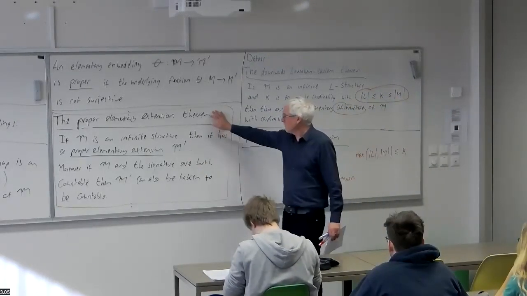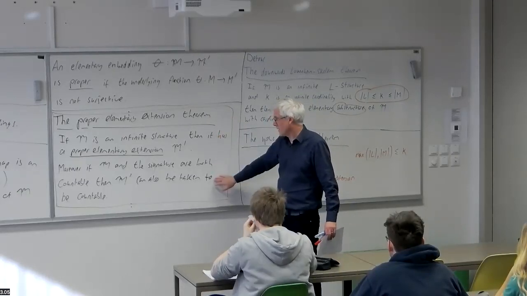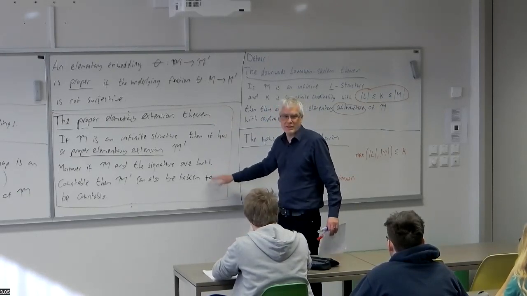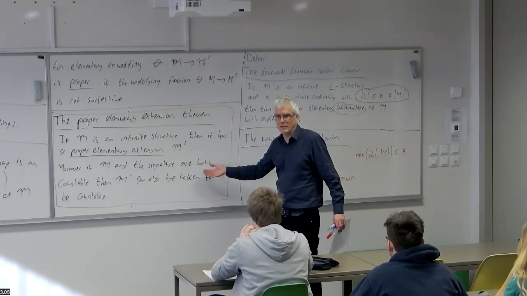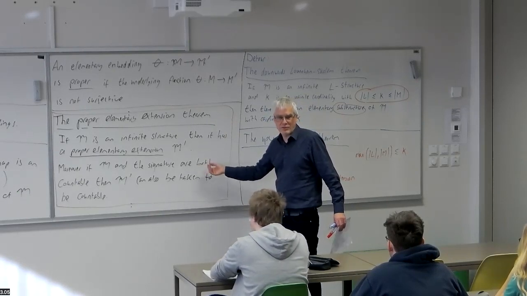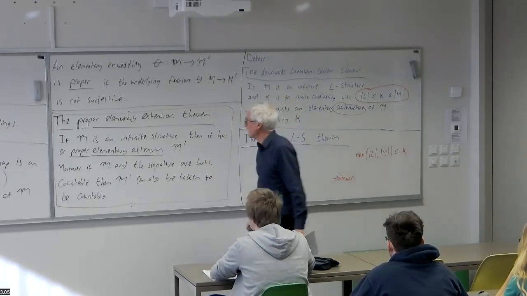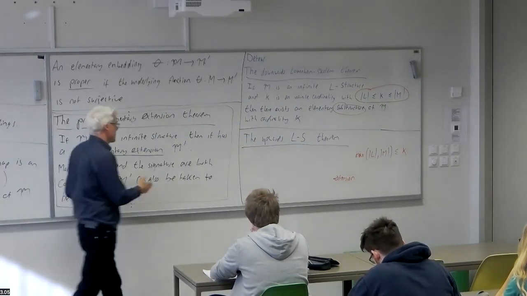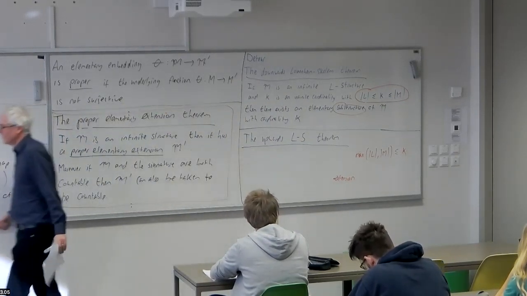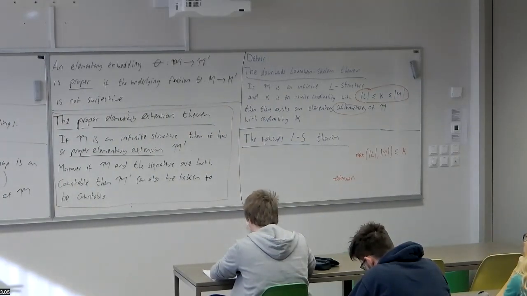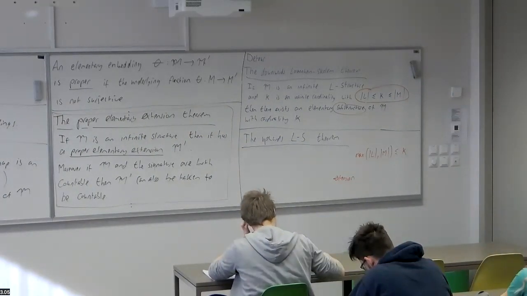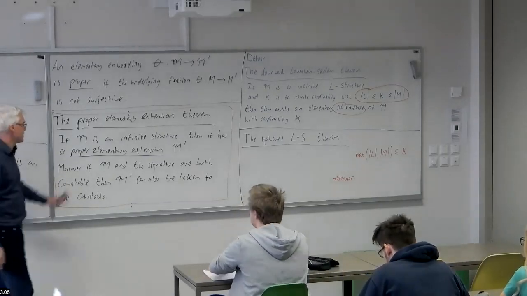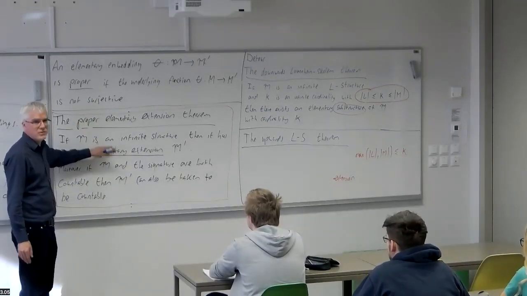But the point is, using what I think is the nicer formulation, it emphasizes that the proper elementary extension can be the same cardinality. In particular, if we start with a countable structure, then we get a proper elementary extension that's still countable. Anyway, that's just some comments about how the way I'm presenting things differs from what you normally see in the literature. So before the break, the first thing I'm going to do, which is going to take quite a while because it's a substantial application, is to look at an application of the proper elementary extension theorem.